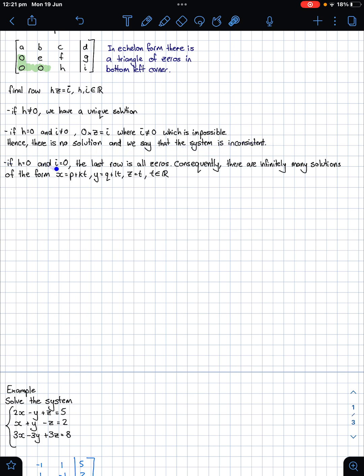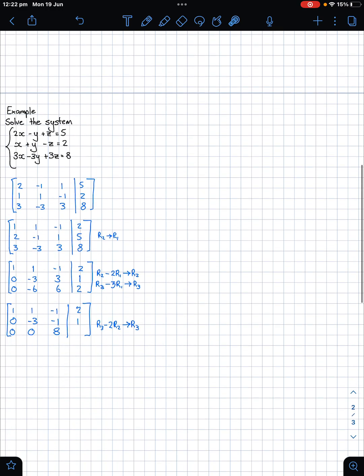If h equals 0 and i equals 0, similar to parallel lines, this sort of solution here was what we got when 2 lines were parallel. This solution here is what we had when 2 lines were coincident. So if we have h equals 0 and i equals 0, there are infinite solutions. And so we write the solutions in the form, we make z equal t, and then we go solving back from the second row forward, which is the example I've picked below.